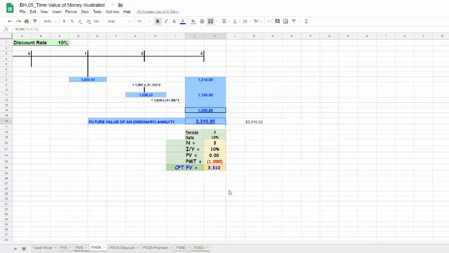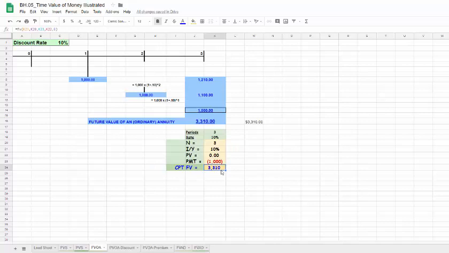Working this same thing with your calculators, you would enter 3 for the number of periods, 10% interest rate per year, 0 for the present value because there's no cash flow at the immediate time, and the payment that you would make would be $1,000. That's the $1,000 annuity. And then push compute future value, and you should see $3,310 on your screens.